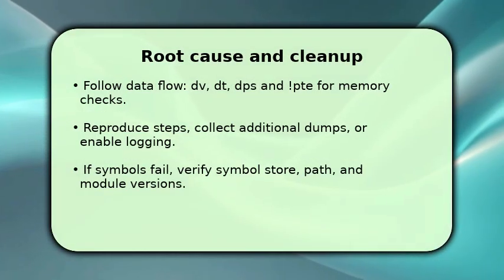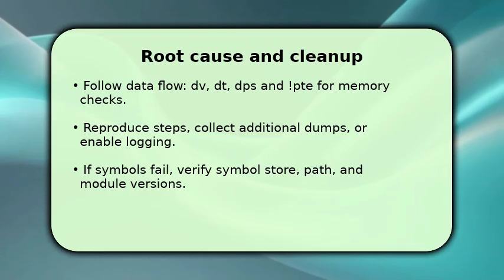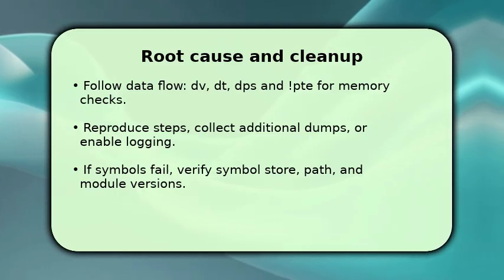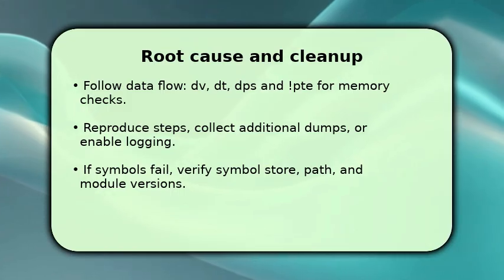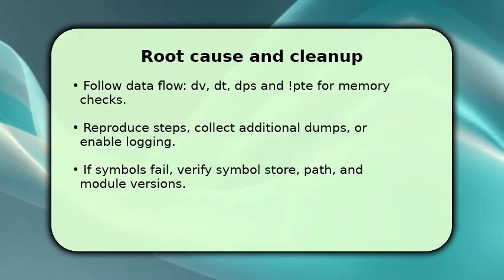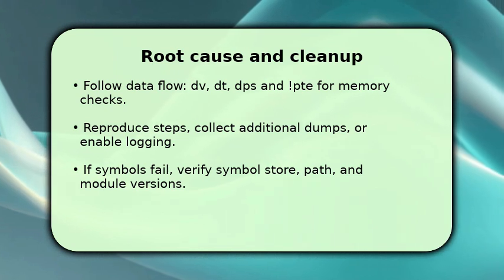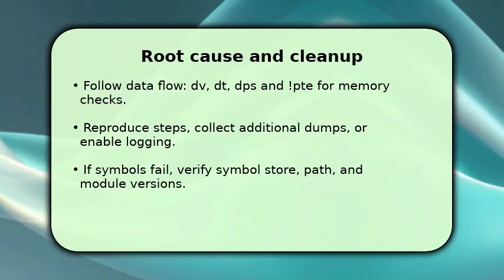You conclude by focusing on root cause and verification. Use dv and dt to inspect locals and structures, dps to examine pointers, and !pool to validate memory ownership and corruption. Once you have a hypothesis, reproduce the issue or capture additional dumps and enable ETW or verbose logging to confirm. If symbols or addresses do not resolve, check the symbol store, paths, and module versions.